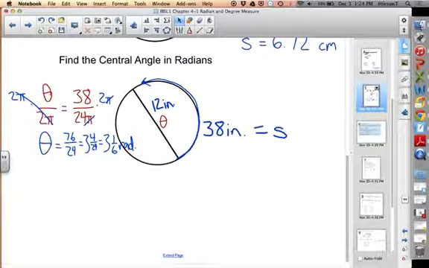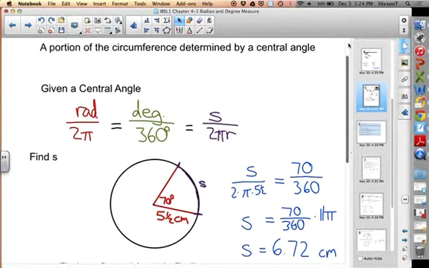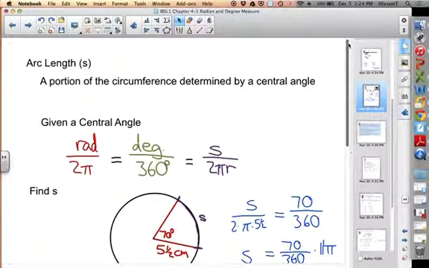Yes? How did you guys figure this out? Oh. We wanted to figure out the angle that would give us an arc length of 38 inches. Alright, so that's an application here with radians and degrees. It's one thing we can do with circles.